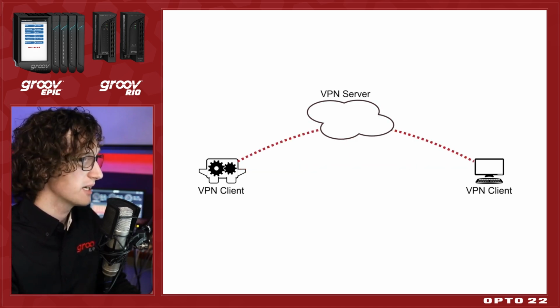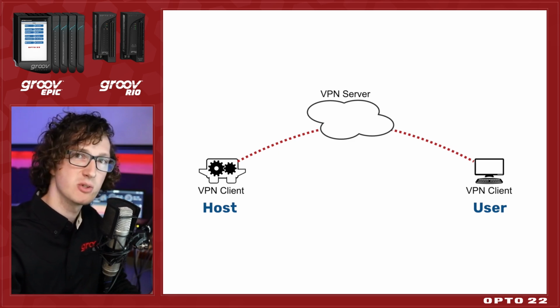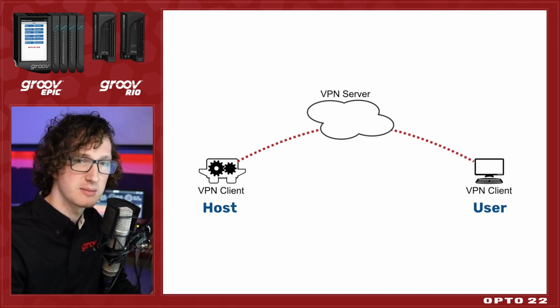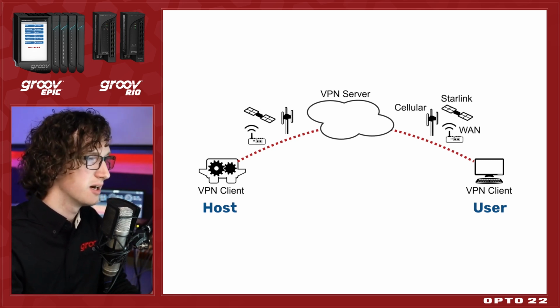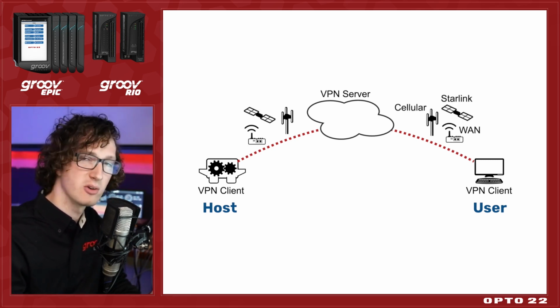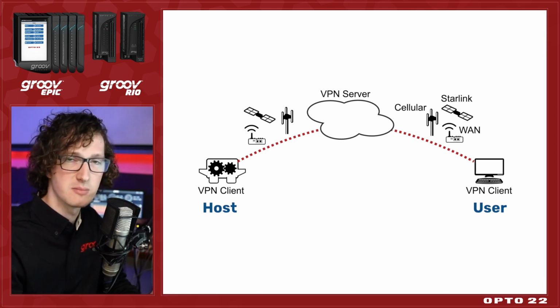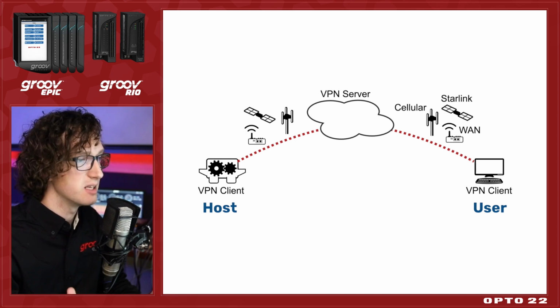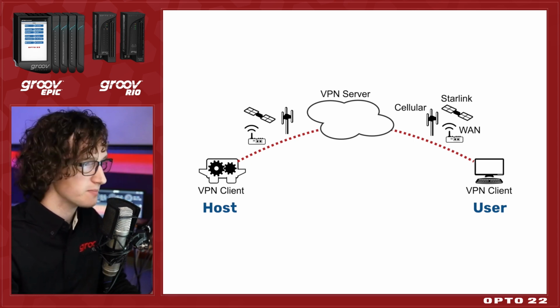Now, to connect the two, instead of just doing a one-to-one connection between them, we're going to introduce a VPN server, making the two nodes VPN clients. Now, exactly how the VPN clients connect to the server doesn't really matter. It could be a standard Ethernet connection, it could be Wi-Fi, it could be cellular, or it could be a satellite system like Starlink. The point is that the VPN clients have a gateway up to the VPN server.